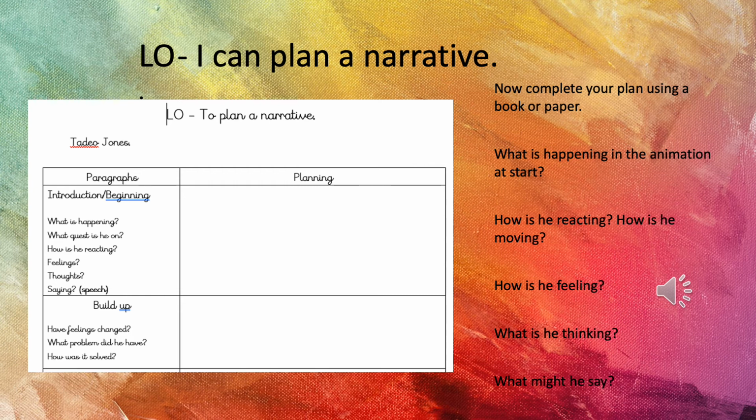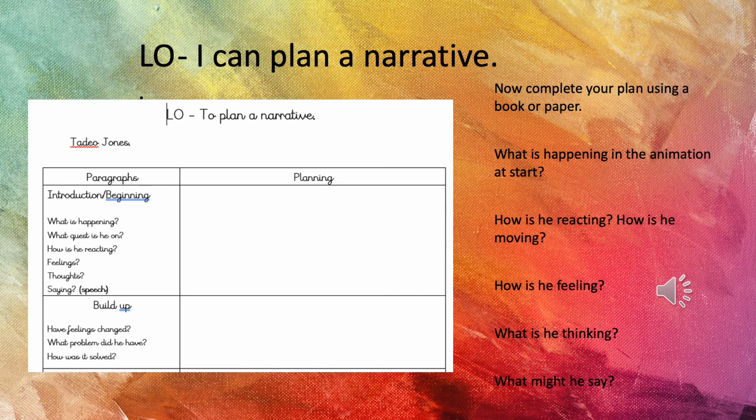So if we have a look at the first two parts of our planning sheet, we've got the introduction or beginning and we have the build-up. So in our first part, the introduction or beginning, we need to tell us who's involved. So who's the character? What is happening? What quest is he on? What's he trying to do? What's the main part of the story? How is he reacting? How is he feeling? What are his thoughts? What's he saying? So could we use a little bit of speech to show that, could we use some direct speech?